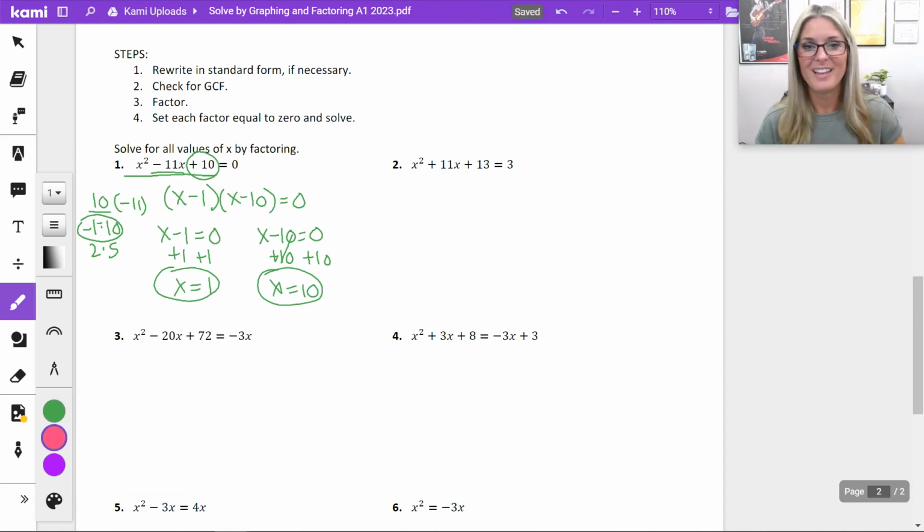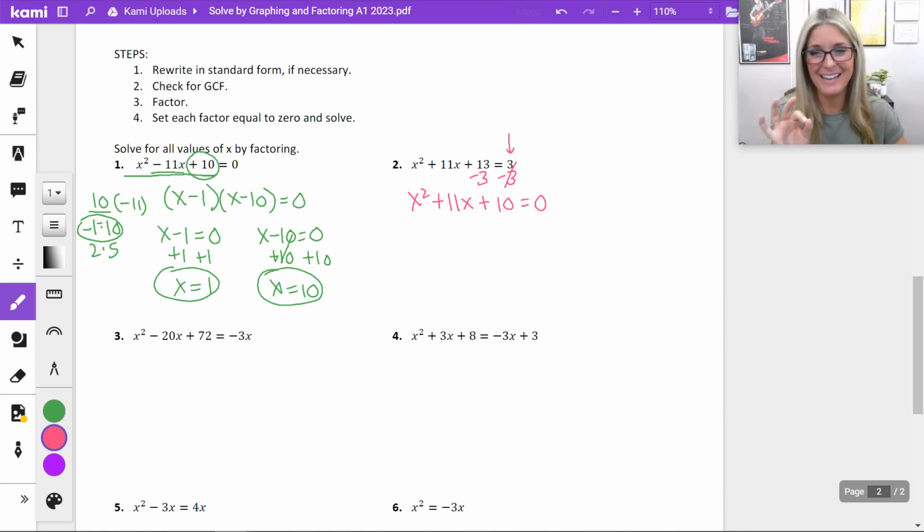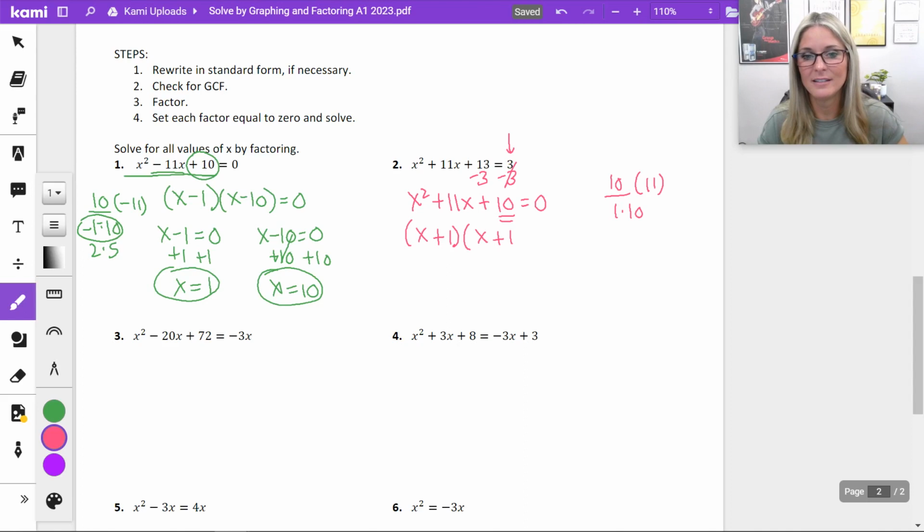Number 2, x squared minus 11x plus 13 equals 3. Did you notice that? Equals 3. Not in standard form yet, so let's subtract the 3. x squared minus 11x plus 10 equals 0. This looks familiar, but it's not exactly the same. Let's look for the factors of 10 that add up to negative 11. Do you know what it should be? Negative 1 and negative 10, so go ahead and factor that. The factors are x minus 1 and x minus 10.